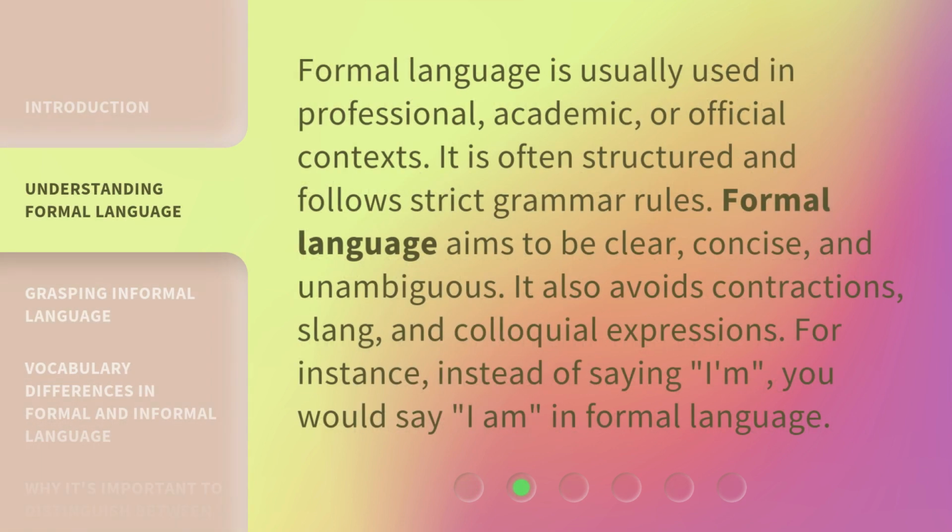Formal language is usually used in professional, academic, or official contexts. It is often structured and follows strict grammar rules. Formal language aims to be clear, concise, and unambiguous. It also avoids contractions, slang, and colloquial expressions. For instance, instead of saying, "I'm," you would say, "I am," in formal language.